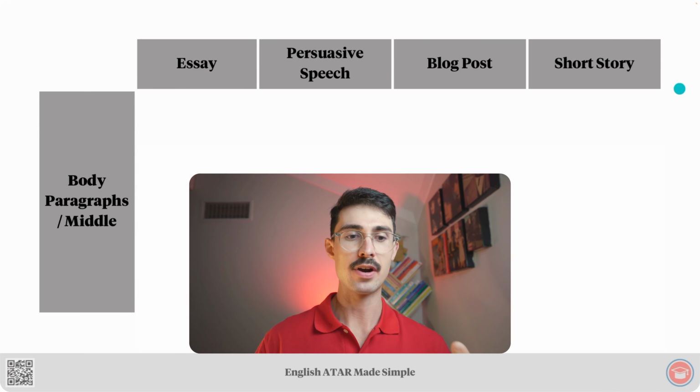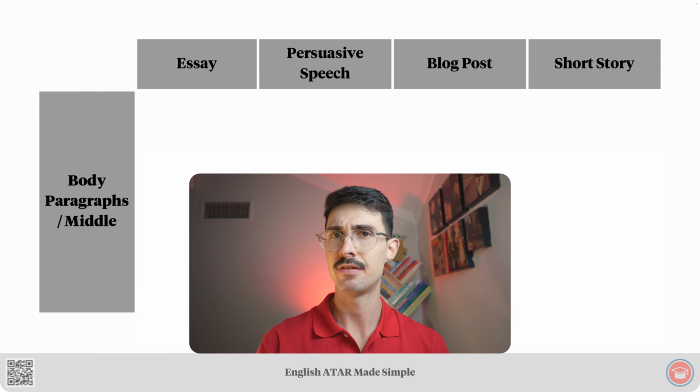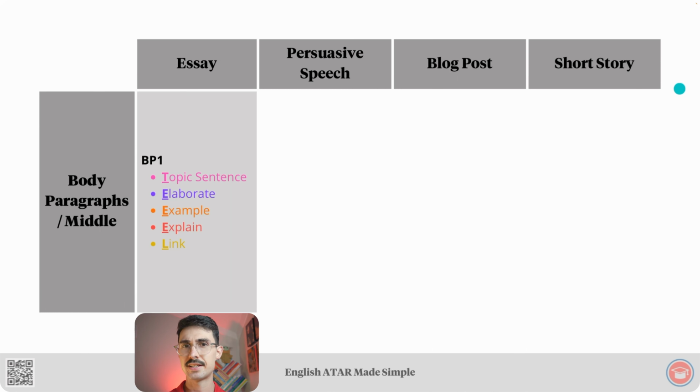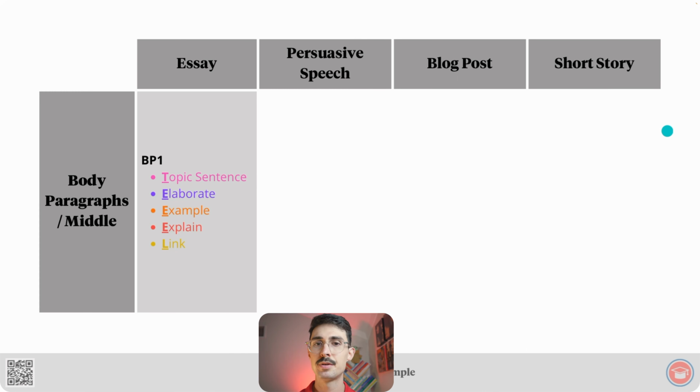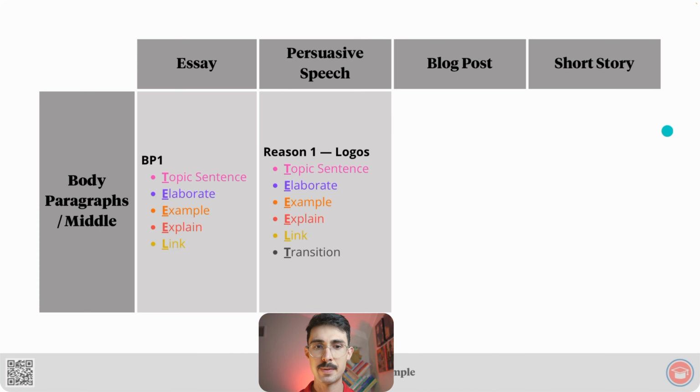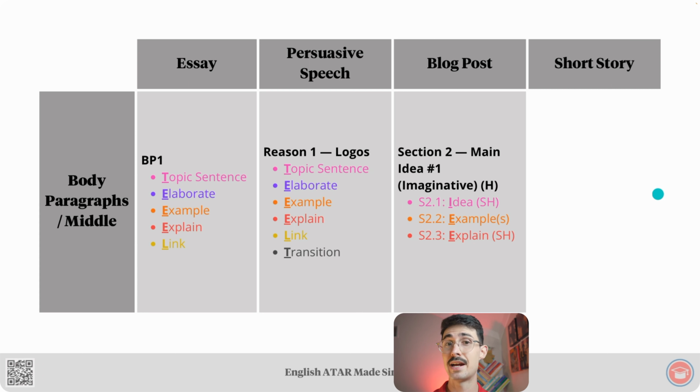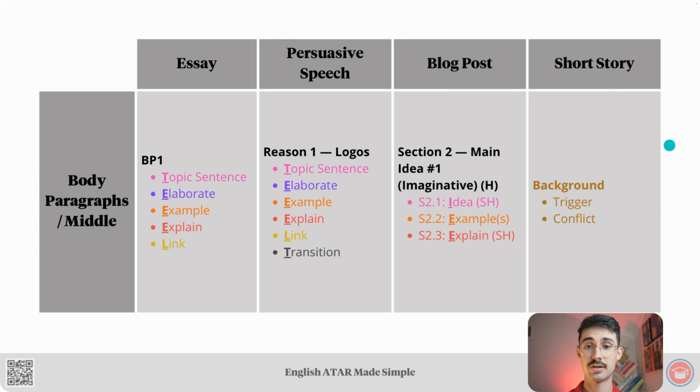Then for our body paragraphs or middle section of the text types, we've got the following. For an essay, that is BP1 or teal. Persuasive speech, Reason 1, focus is logos and the acronym is TILT. Blog post, section 2, main idea number 1. We're using imaginative language features and it also has a heading. Section 2 consists of 3 subsections. 2.1, idea, has a subheading. 2.2, example or examples. 2.3, explain, also has a subheading. For a short story, we've got the background section, and this consists of the trigger and the conflict.